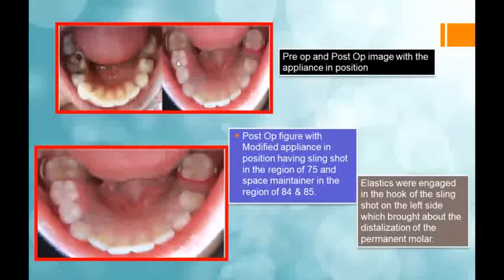So, these are the pre and post images with the appliance in position, and this is the modified appliance in position having the slingshot in the region of 75 and the space maintainer in the region of 84 and 85. After that, elastics were engaged in the hooks of the slingshot on the left side, which brought about the distalization of the permanent molar.